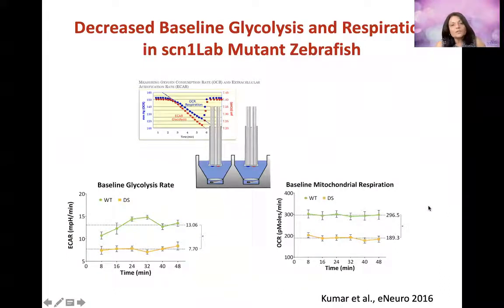And what we observed in our early studies, you can see there's a little zebrafish embryo in each of these wells. And what we saw on the left here is there was a decrease in basal glycolysis rates. And we also observed a decrease in mitochondrial respiration. So decreased baseline glycolytic rates and mitochondrial respiration rates were observed in the scn1lab, or the Dravet syndrome mutant, zebrafish model.